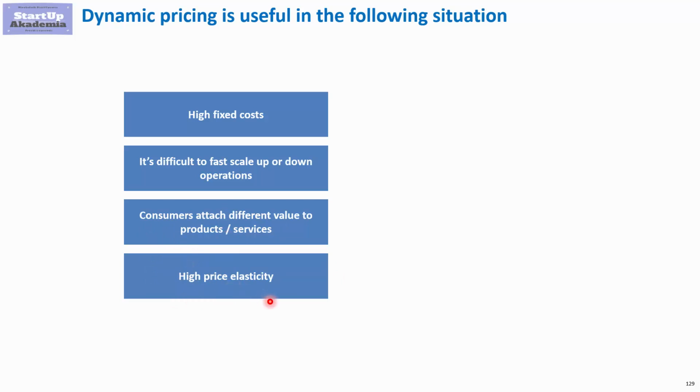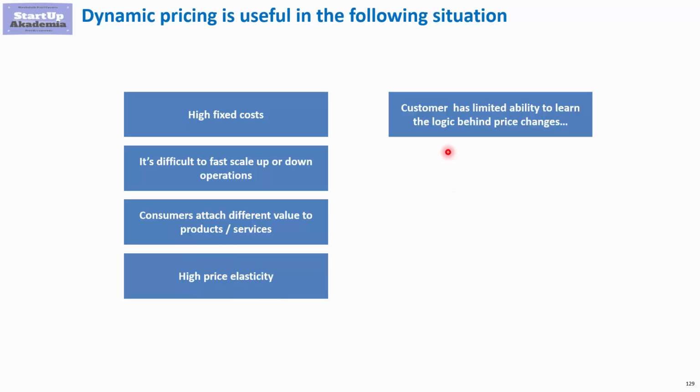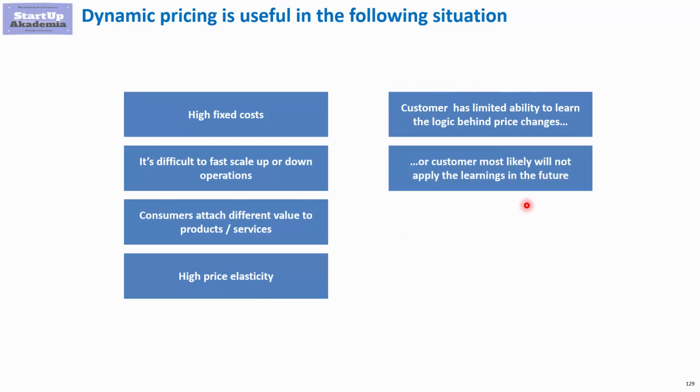Now, let's talk about the 3 things that will help to apply dynamic pricing. So first of all, the customer has a limited ability to learn the logic behind the price changes, or the customer will most likely not apply the learnings in the future. So if you have a situation where customers will learn when there is a low price and they can take advantage of that, then the logic of your business may change, and at some point the dynamic pricing may not be effective.